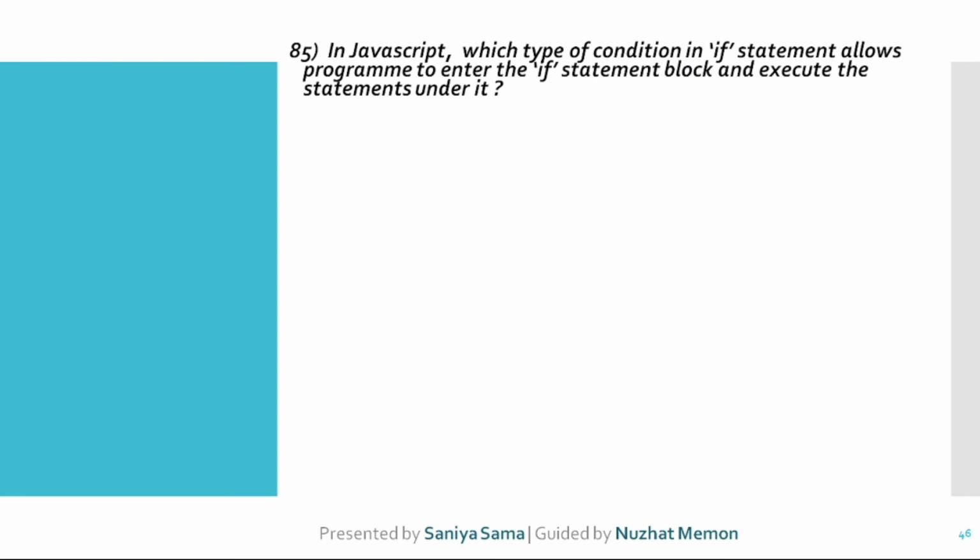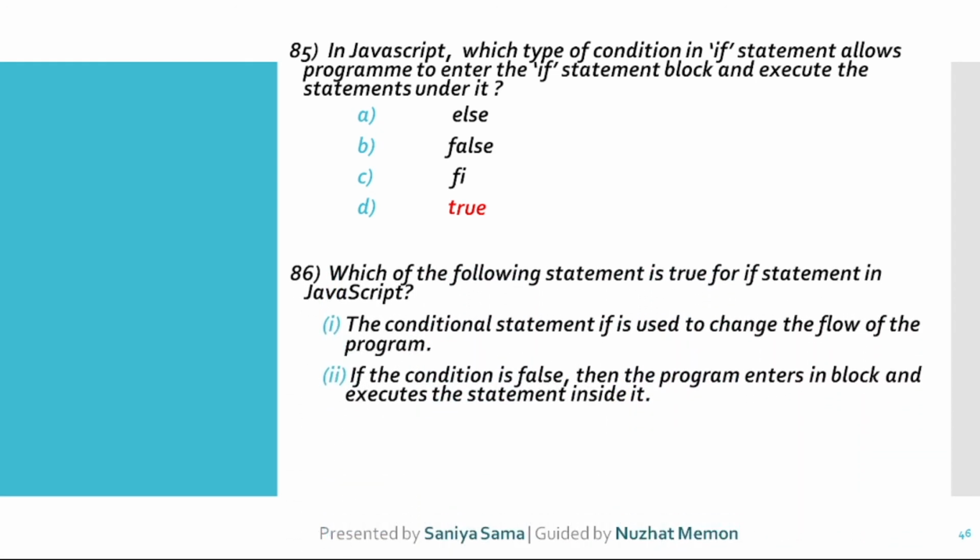85. In JavaScript, which type of condition in if statement allows program to enter the if statement block and execute the statements under it? Option A else, option B false, option C fi, option D true. The answer is true. 86. Which of the following statement is true for if statement in JavaScript? First, the conditional statement if is used to change the flow of the program. Second, if the condition is false, then the program enters in block and executes the statement inside it. Option A only first, option B only second, option C both first and second, option D none of this. The answer is only first.